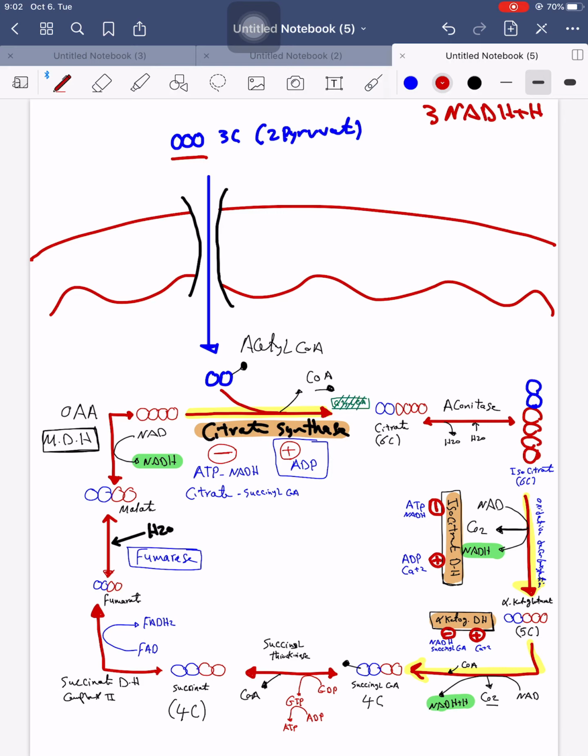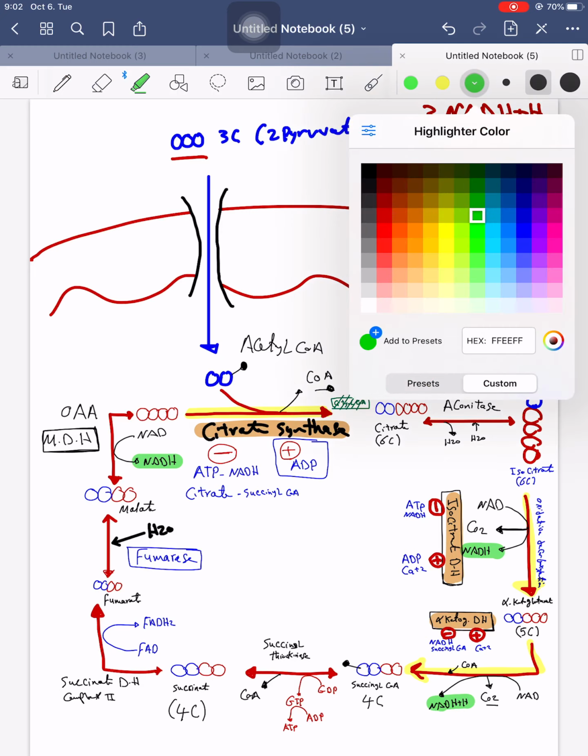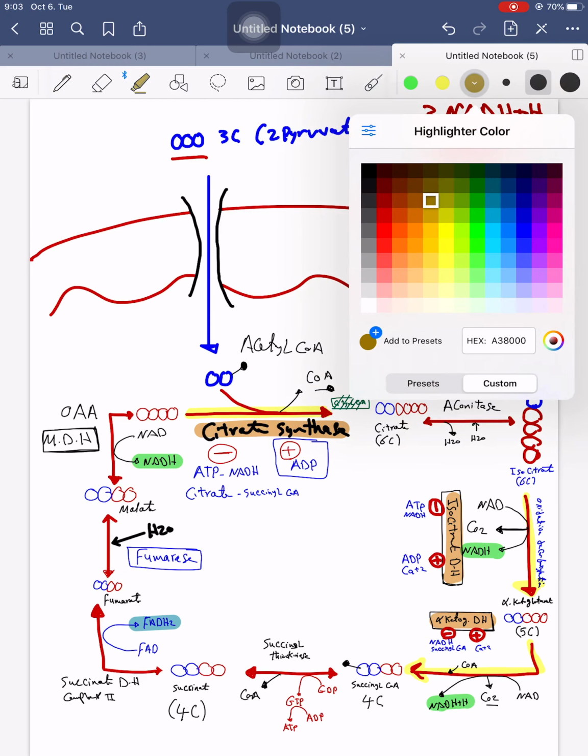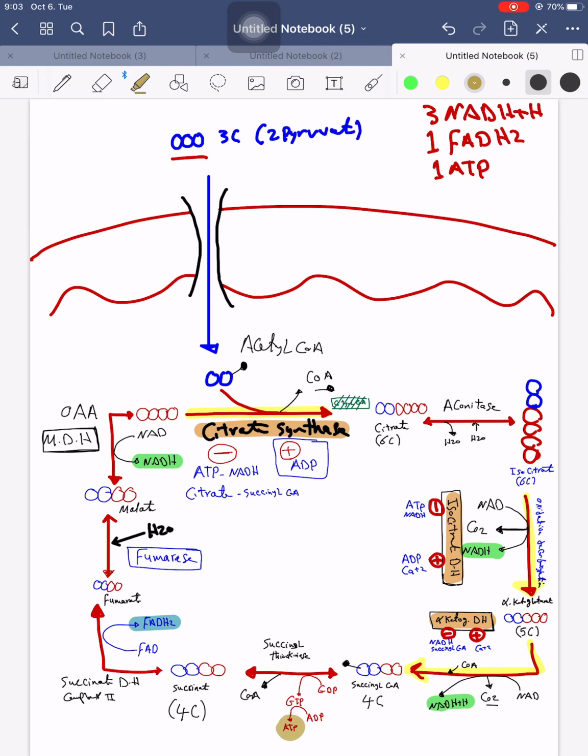Okay, do we have something else? Yes, please, count with me. How many FADH2? FADH2 is coming from succinate to fumarate. FADH2: how many? 1. I'm talking about what is produced from one acetyl coenzyme A. Okay, and how many ATP? We're producing one ATP. Where is it? Can you see, from succinyl coenzyme A to succinate we're producing 1 ATP.